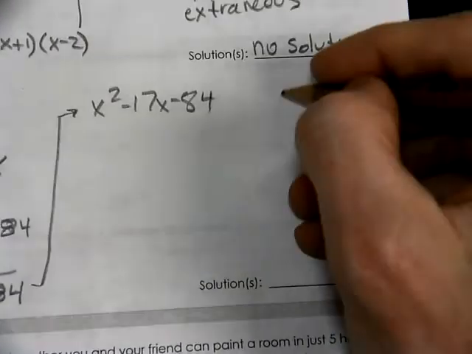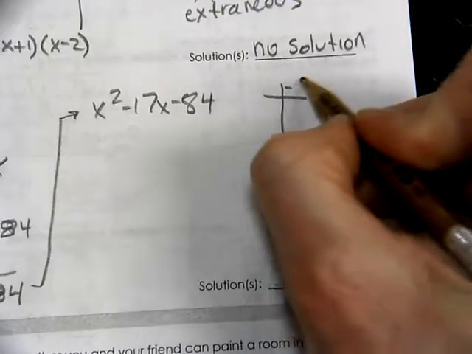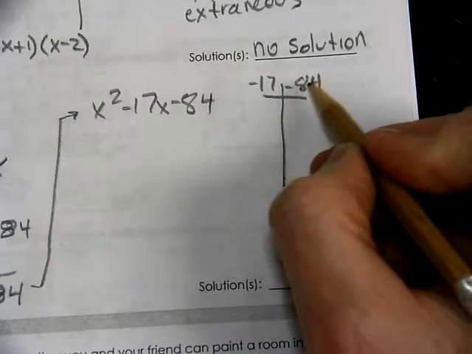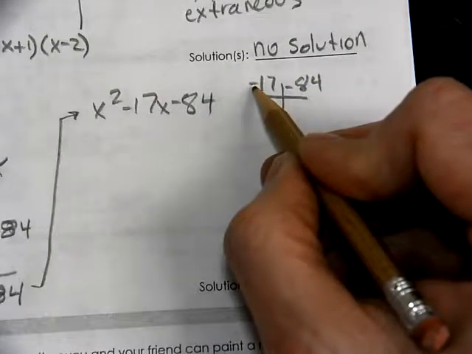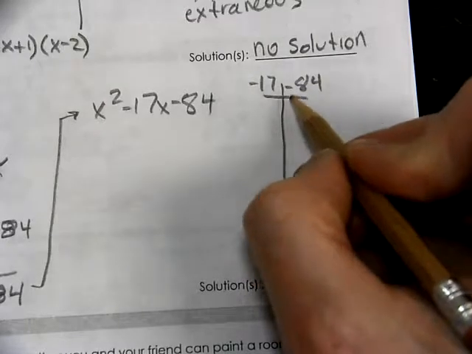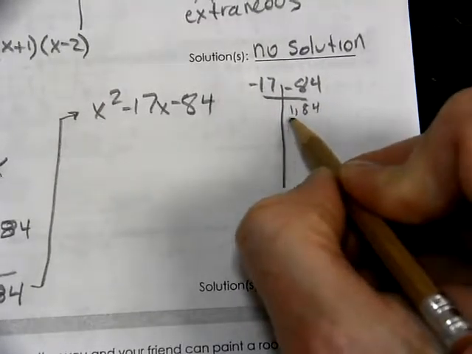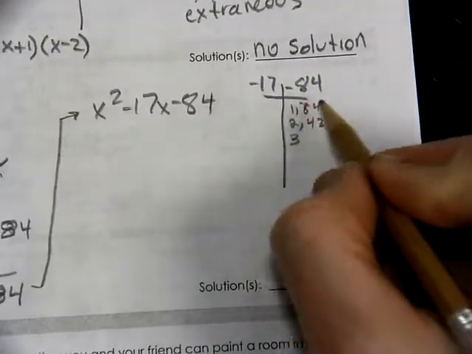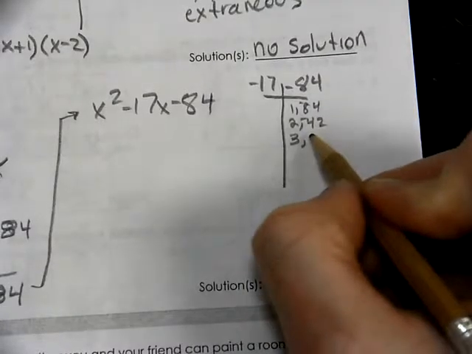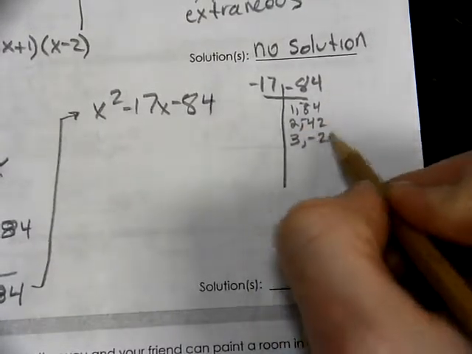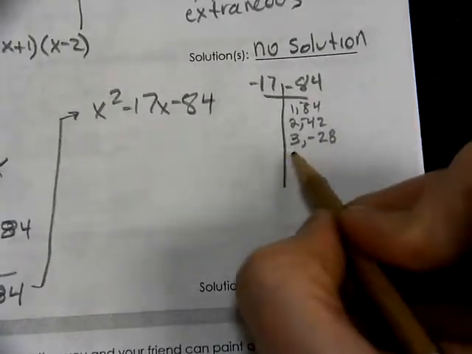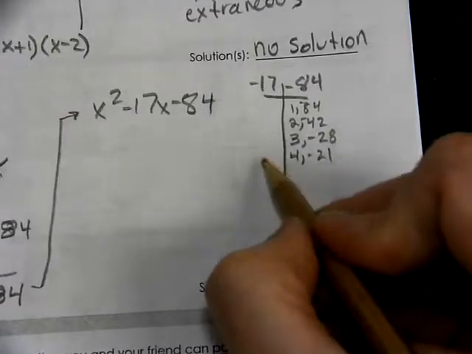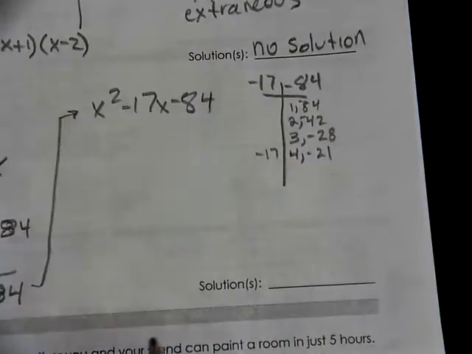Let's see what happens. So I'm going to try my table again. My negative 84, my negative 17. The larger number has to be negative to get a negative 17, and the signs have to be different. So I'm going to have 1 and 84. I'm going to have 2 and 42. 3, that would be a negative 84, negative 42. 3 goes into 84 28 times. Getting closer. 4 times negative 21. That gives me my negative 17.